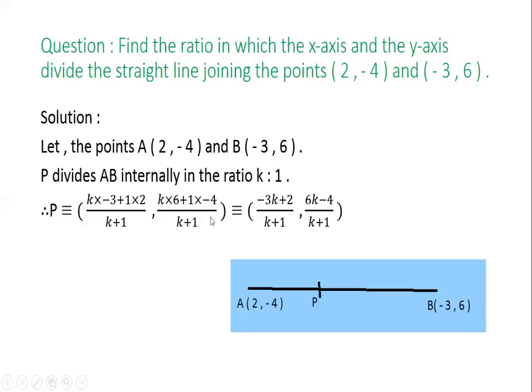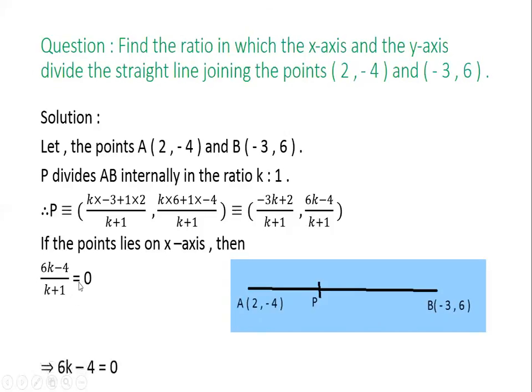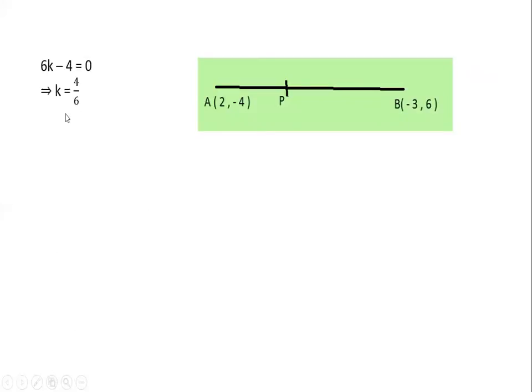From this, after calculation, we can write ((-3K plus 2) by (K plus 1), (6K minus 4) by (K plus 1)). If the point lies on the x-axis, then (6K minus 4) by (K plus 1) equals 0. From this, we can write 6K minus 4 equals 0. So K equals 4 by 6, so K equals 2 by 3. Hence, K:1 equals 2:3.